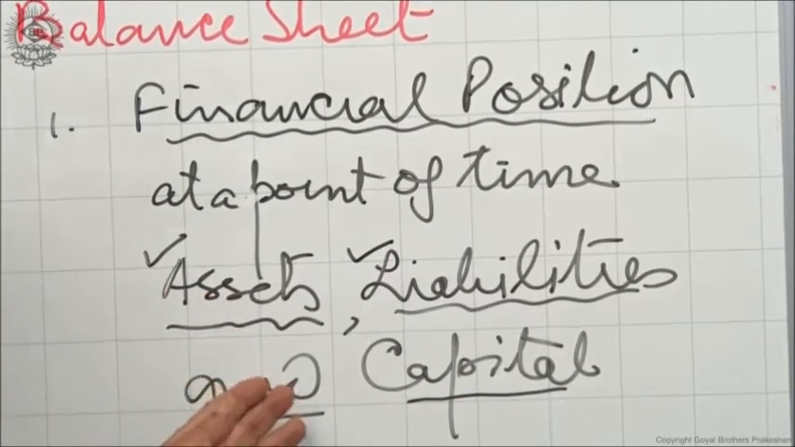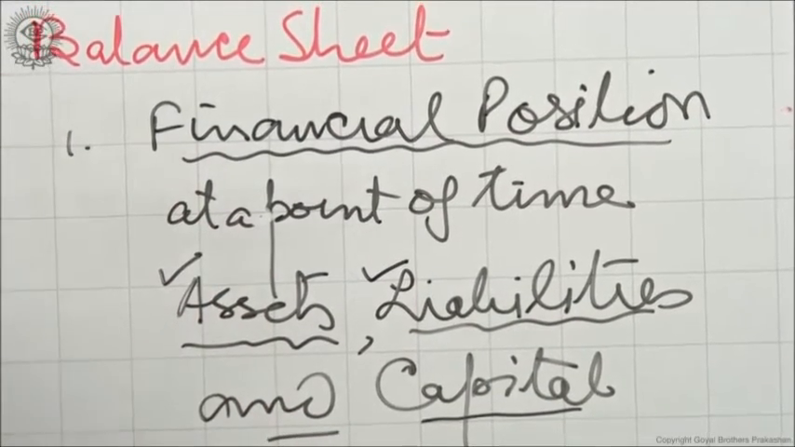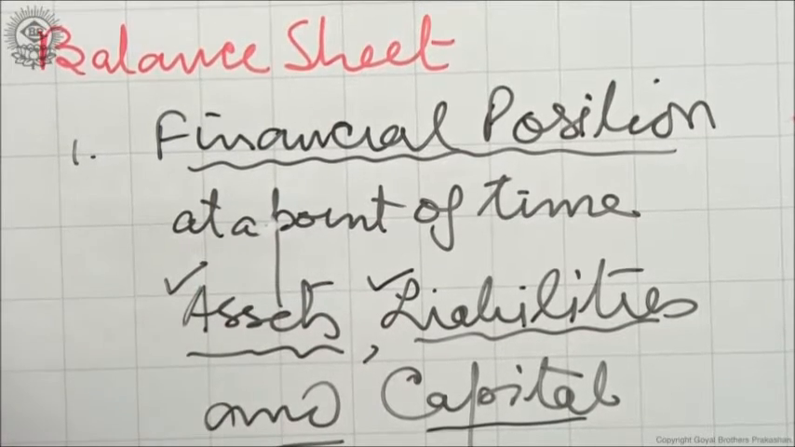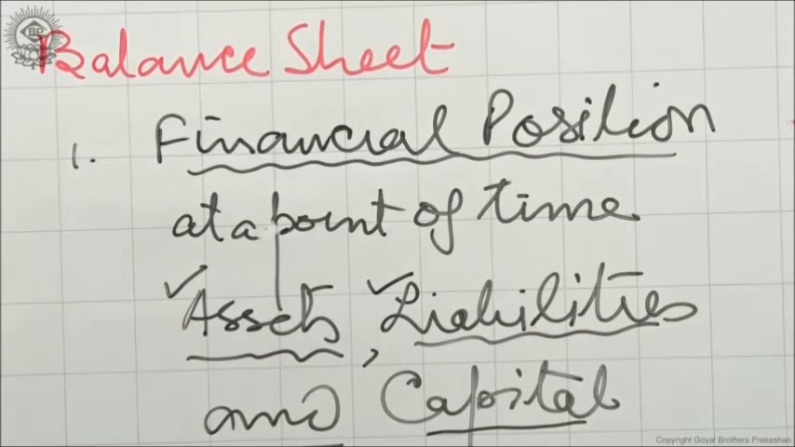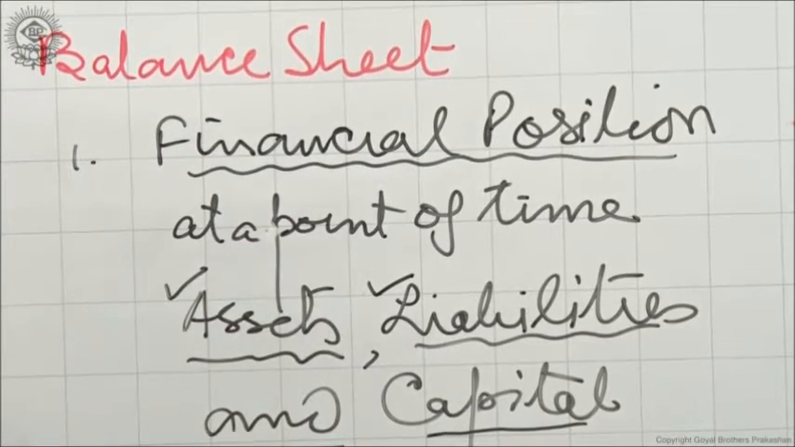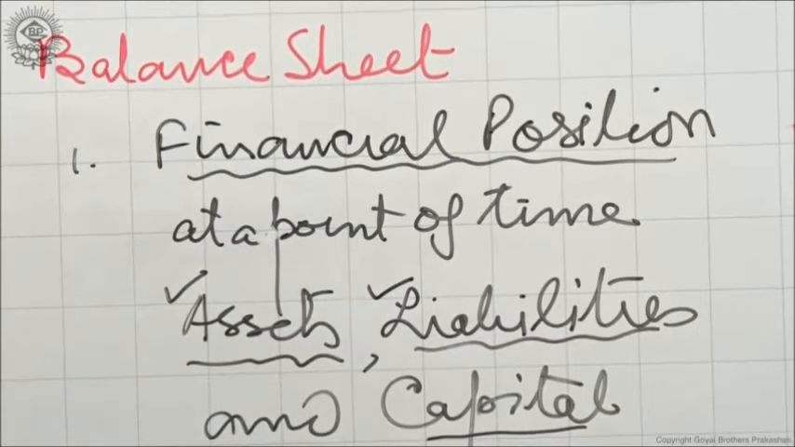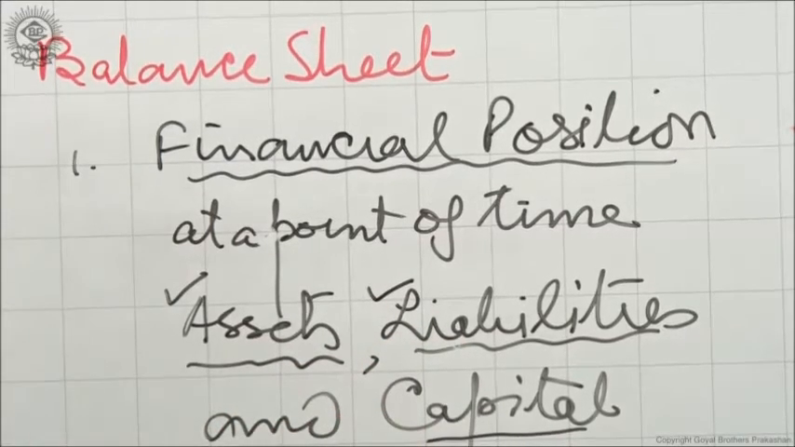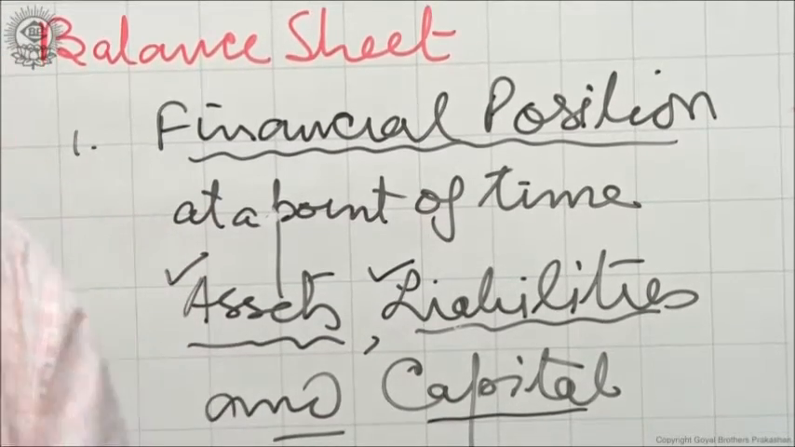Assets are the properties of the business. Assets are something for which the business feels proud of. The more the better. Liabilities are the amounts which the business owes to others. Business owes to outsiders, and the business also owes something to the insiders. Liabilities are to the outsiders, and this capital is the amount that business owes to the owners.